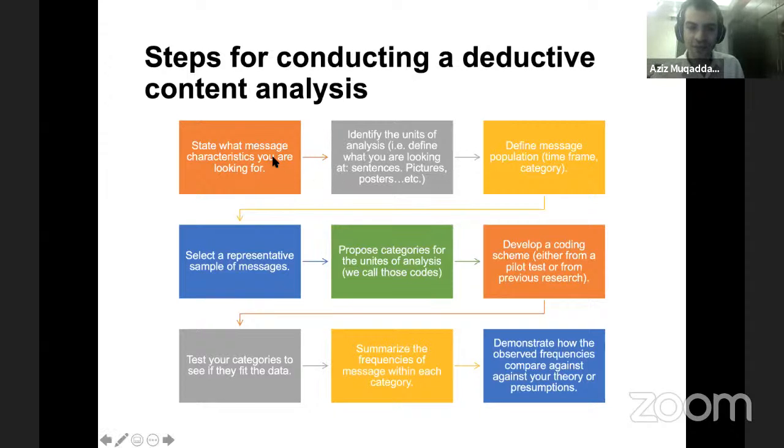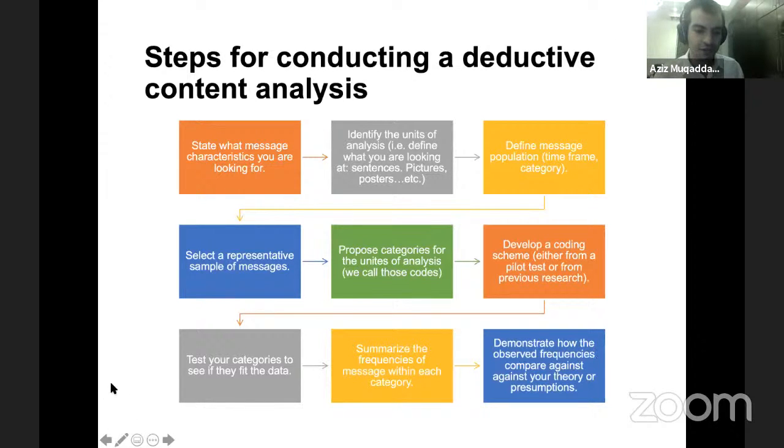So you state what message characteristic you're looking for. Are you looking for a specific topic, a specific tone, a visual feature, you name it, right? And then we said you identify the units of analysis. Are we looking at pictures, text, and if it's text, full paragraphs, sentences, words, a combination of multiple things? What are the units you are conducting the content analysis on, right?